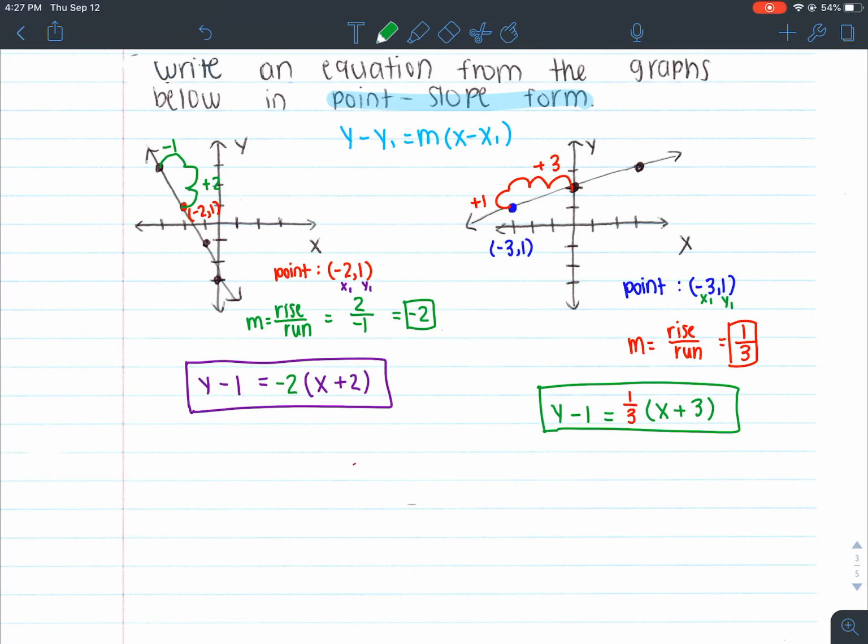All right. So point-slope form is the first form. Sometimes we do have a little bit of trouble with this because it's kind of a lot of rules and stuff to remember. If you have any questions, please let me know, and I will be happy to help.